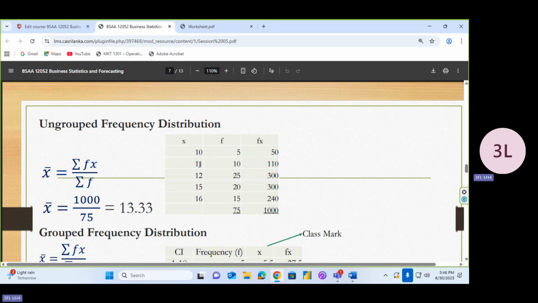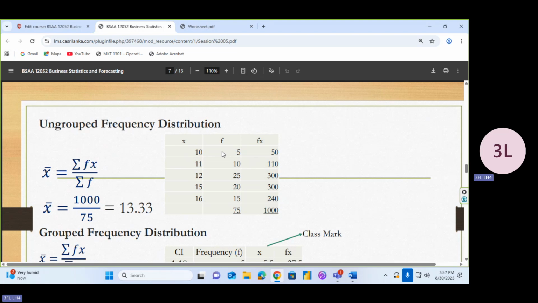Using this kind of distribution, how do we calculate the mean value? The basic idea we cannot change. Whenever we need to calculate the average value, first we take the sum of all the observation values. How do we calculate the sum of the observation values here? You cannot take the sum of the x column only. Why? Because frequency is there. Frequency means the number of times each x value occurs.